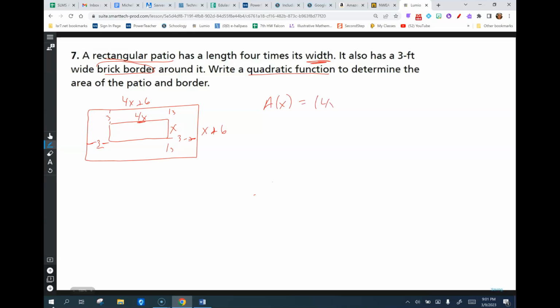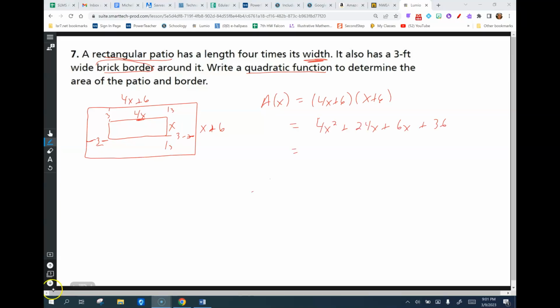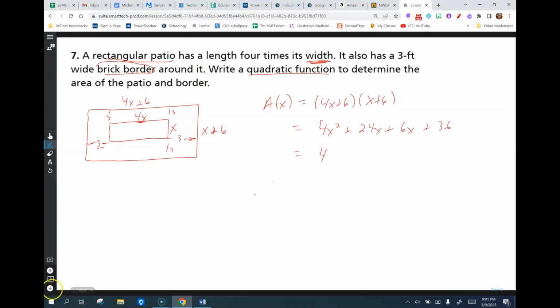I'm going to take 4x plus 6 times x plus 6. And you're going to multiply that out, and then you're done. So multiply, go, it's good practice. So you would have found out that the area is 4x squared plus 30x plus 36.